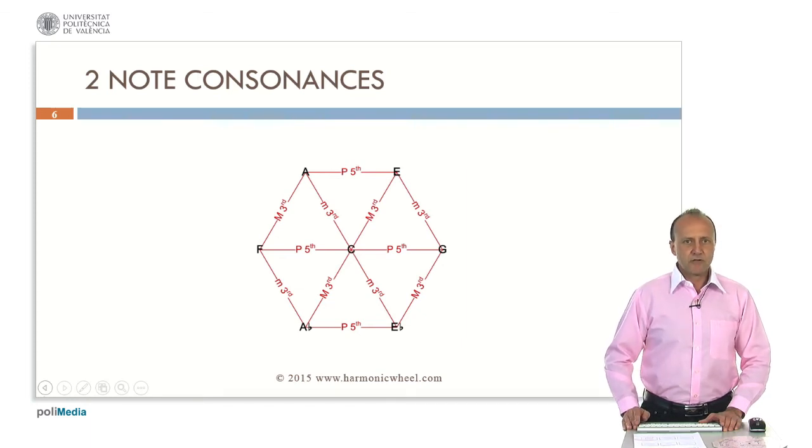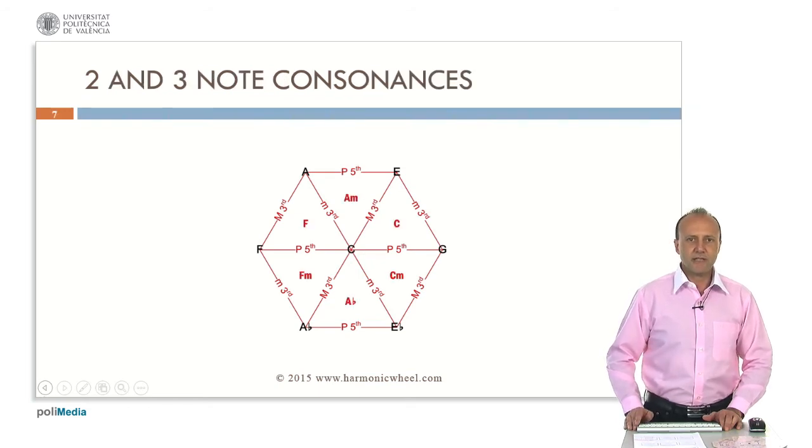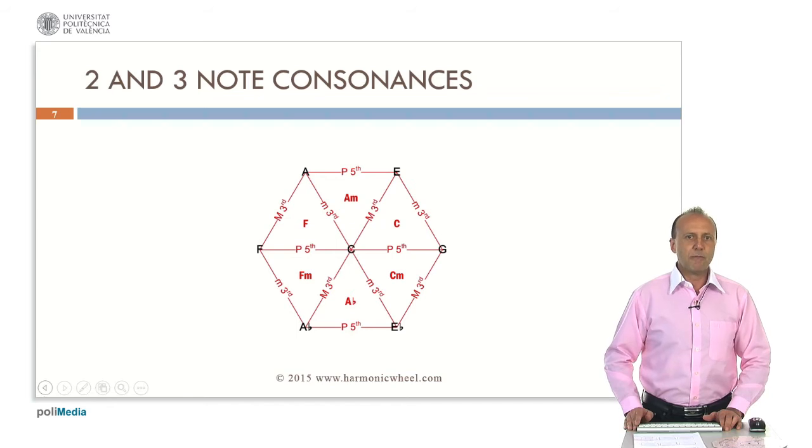The next step is to represent the 3-note consonances, that is, major and minor chords. In this graph we can see 6 triangles. Each of them has 3 notes at its vertices, which form a consonant chord. Those chords are represented here. Note C can belong to a major or minor chord as the root, the third, or the fifth. So we have 6 possibilities, which are the 6 chords represented here.